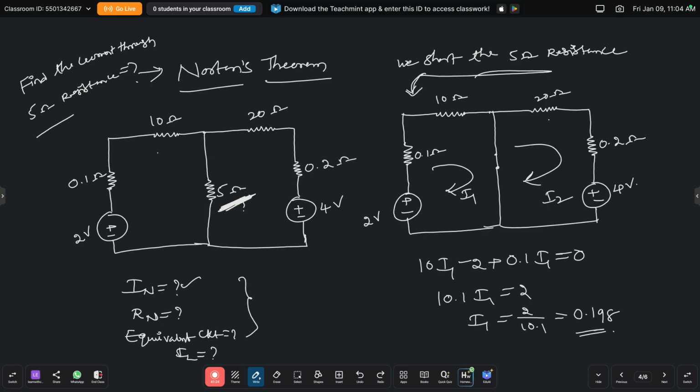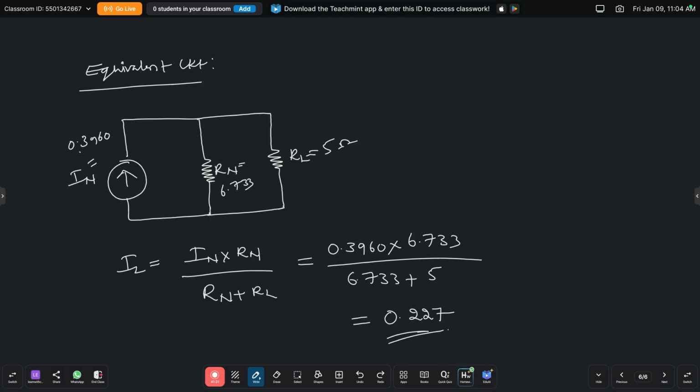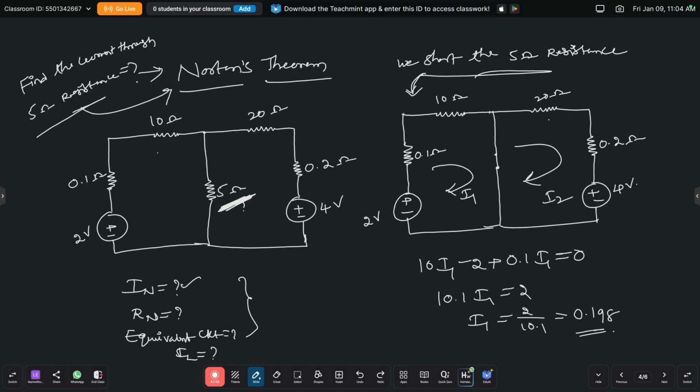Find the current through the 5 ohm resistance by applying Norton's theorem. So finally we get the answer, the current flowing through the 5 ohm resistance is equal to 0.227. This is Norton's theorem, and this is the procedure to apply it. In Norton's theorem, we first find the Norton's current, next the Norton's resistance, then draw the equivalent circuit, and finally find the current through that particular resistance using the formula IL equals IN into RN by RN plus RL. Okay, is this clear?